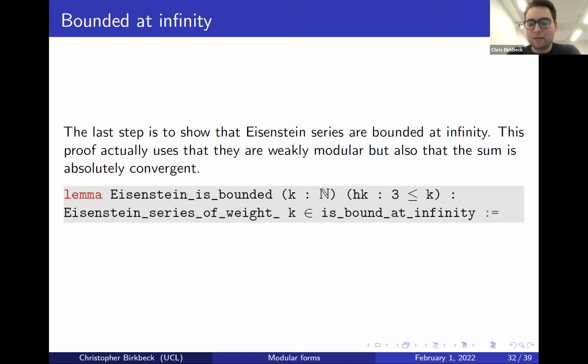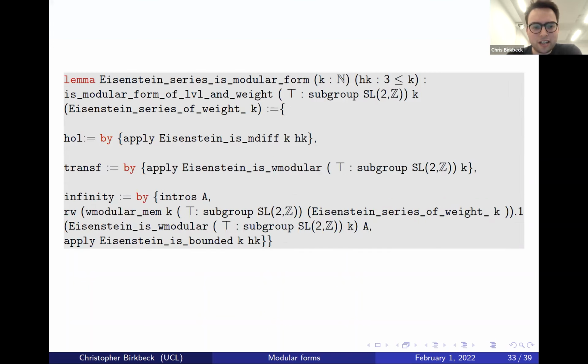And because I'm using absolute convergence in my proof, this k greater than 3 is coming into this proof again. So this is again conditioning on how big my weight is. And if you put everything I've said together, you get something like this.